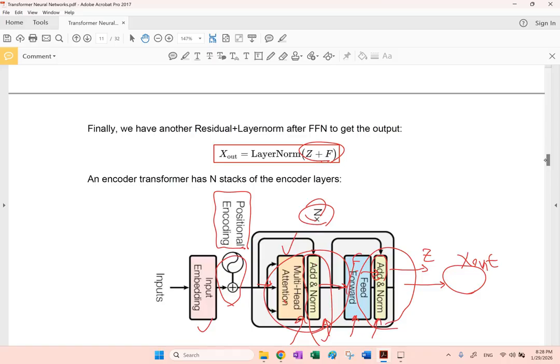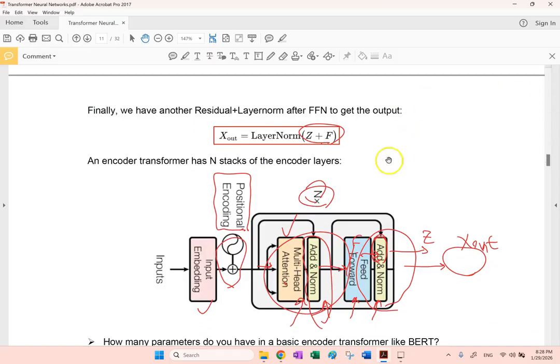Z is the output of, F is the input to the feedforward. Z is the output of the feedforward. You add them together in the add and then take a layer norm, and finally that's your X output, as I said. Now you can see the entire structure of an encoder-only transformer. So even a simple encoder transformer has a very, very complex structure. But hopefully from the previous video and this video, you understand what kind of detail it has and why.